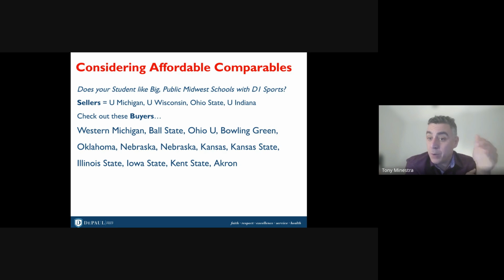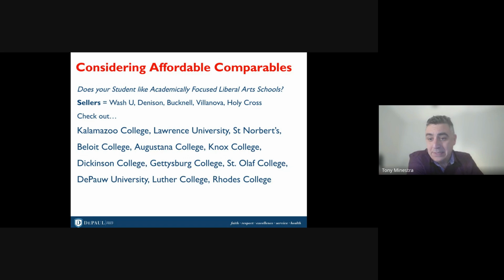But the schools that are buyers that have Division One, public, big: Western Michigan, Ball State, Ohio U, Bowling Green, Oklahoma, Nebraska, Kansas, Kansas State, Illinois State, Iowa State, Kent State, Akron, all of these schools will cost less than the University of Illinois, right, for an out-of-state student. So these are all comparable options. What else we got? All right.